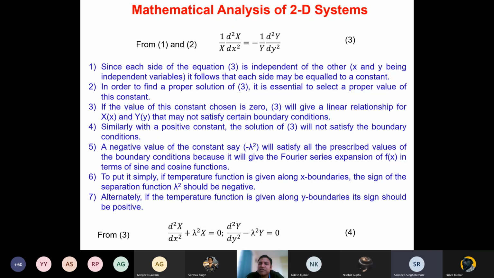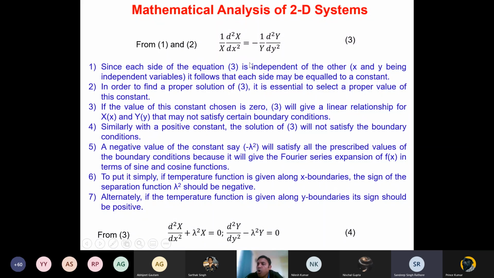Let us look at each of these things a little bit in more detail. So if I assume that 1/X d²X/dx² equals 0, and that is equal to -1/Y d²Y/dy². If we assume that both this right hand side and left hand side are equal to 0, remember any constant can be 0 also, isn't it?